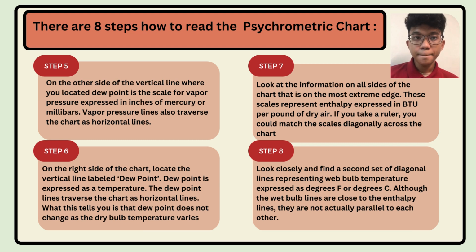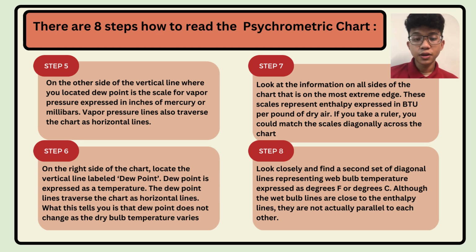Then, step 7, look at the information on all sides of the chart, on the most extreme edge. This scale represents enthalpy, expressed in BTU per pound of dry air. If you take a ruler, you could match the scales diagonally across the chart.